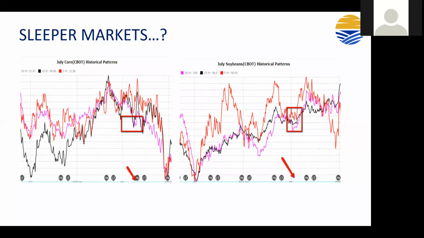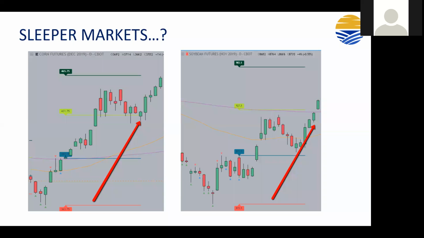Does that mean that we went and got long these markets? No, but we knew not to be short these markets. They were bottoming out. We said, wait for this very specific pattern to occur. That's what happened. They triggered and met their $5,000, $6,000, $7,000 per contract price objective.